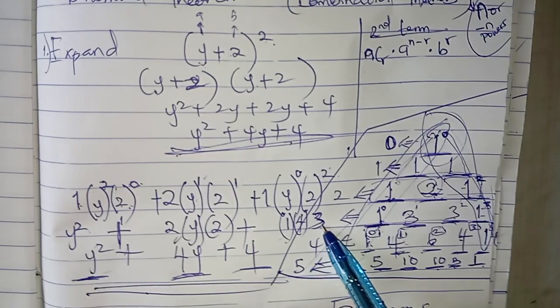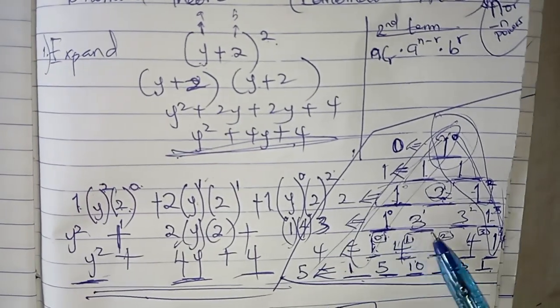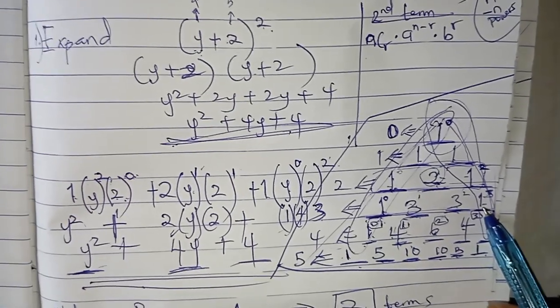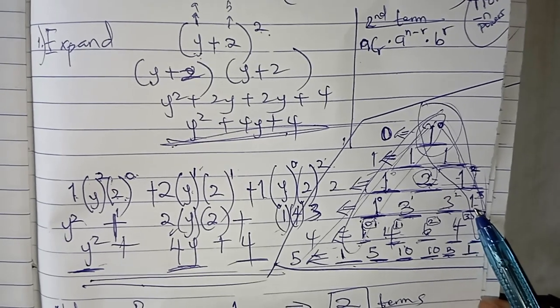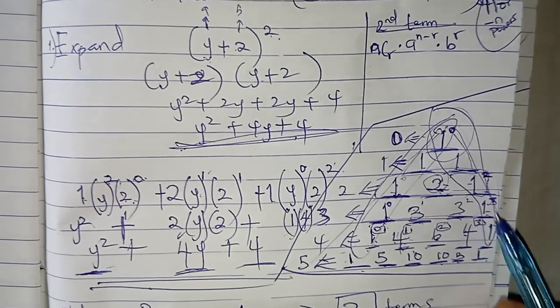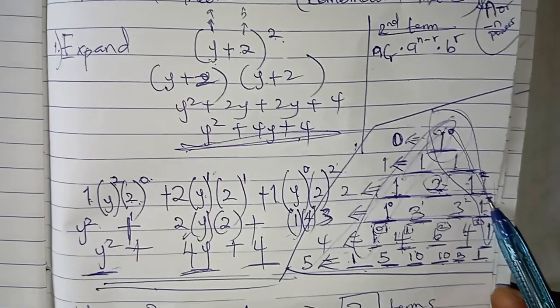Notice that if the power is 3, I will have how many terms? 1, 2, 3, 4. 4 terms. And that means that the last term is 4. So 4 minus 1 will be equal to that given power, which is 3.